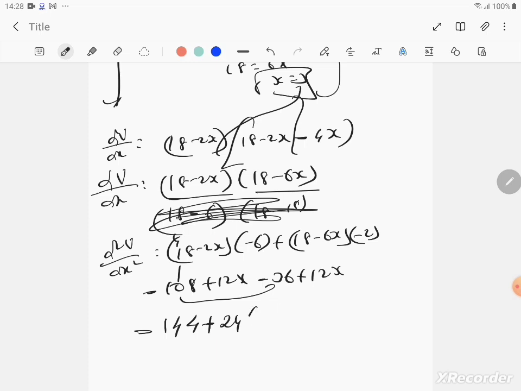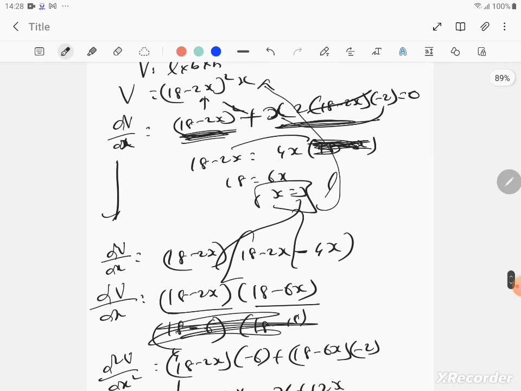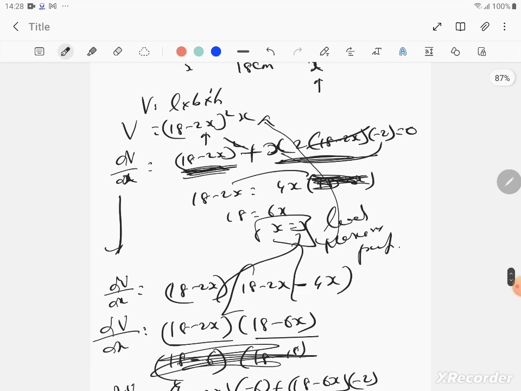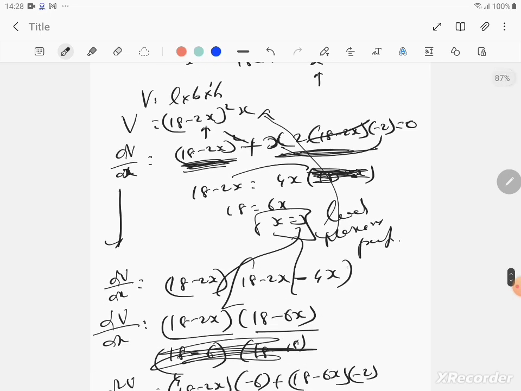What is x? x is 3. 4 3s are 12. 3 2s are 6. Definitely this answer is negative. That shows that what you got is a local maximum point. And if you want the volume, substitute L, B and H value. Now that you know x is 3, just substitute x value in here so that you get the maximum volume. Find the maximum possible volume.